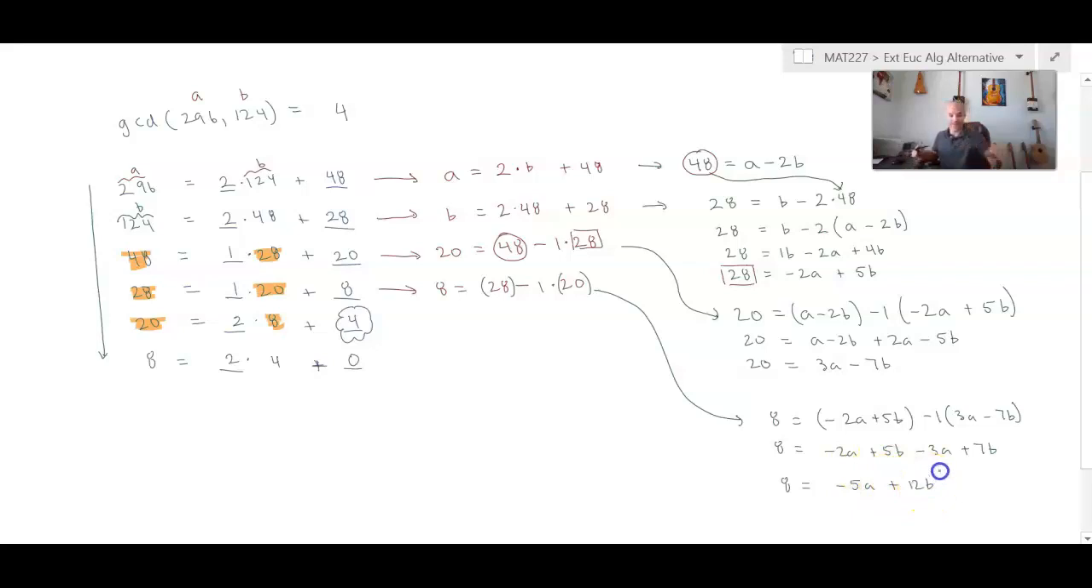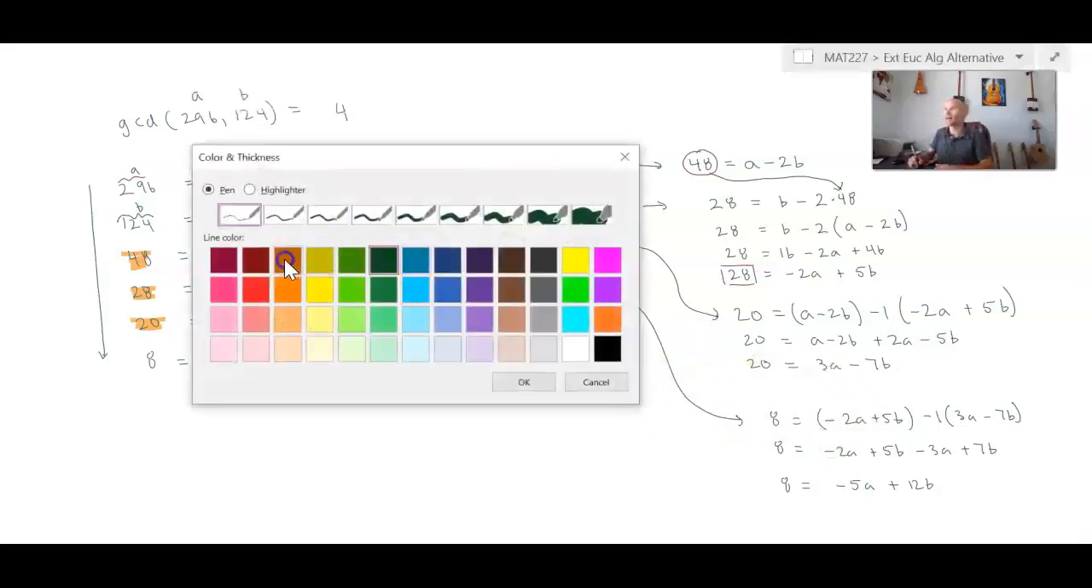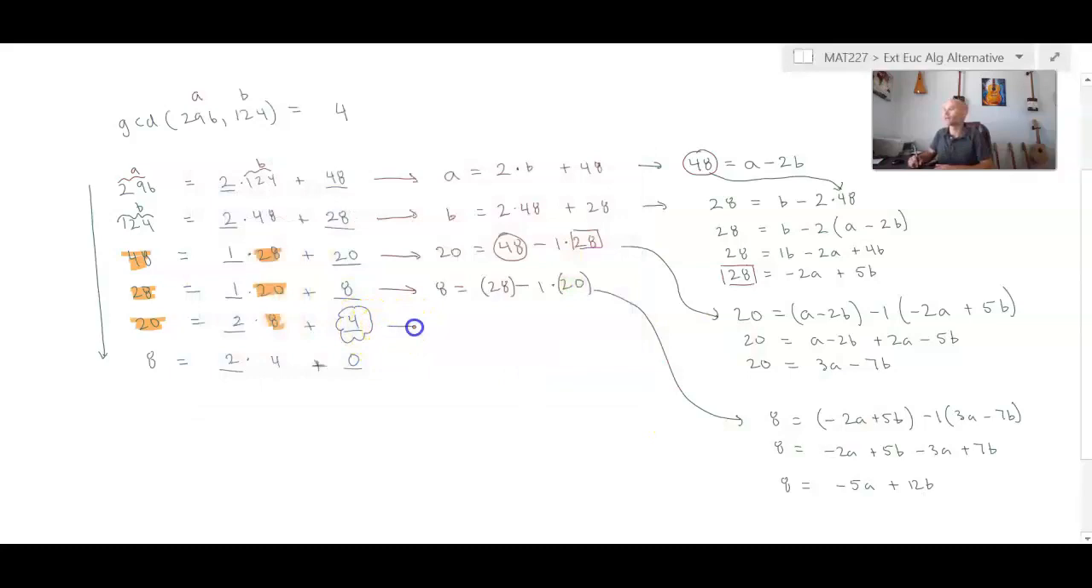Now, just to check my work once again, I can do negative 5 times 296, which is my value of a, plus 12 times 124, which is my value of b, and lo and behold, we get 8. So everything is good so far. Our last line now entails solving for 4 here. 4 is equal to 20 minus 2 times 8, which is a true statement.